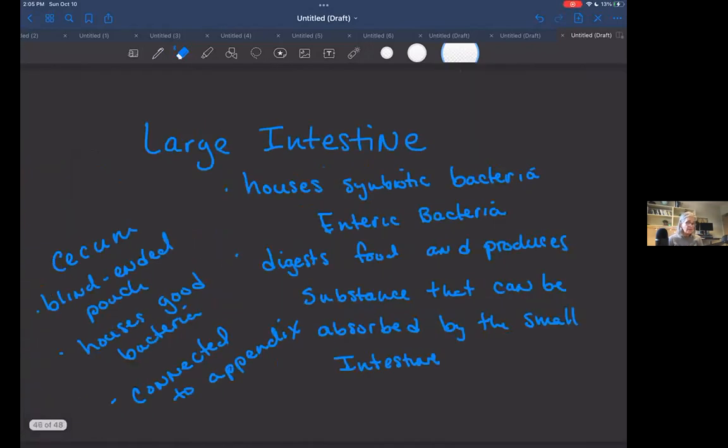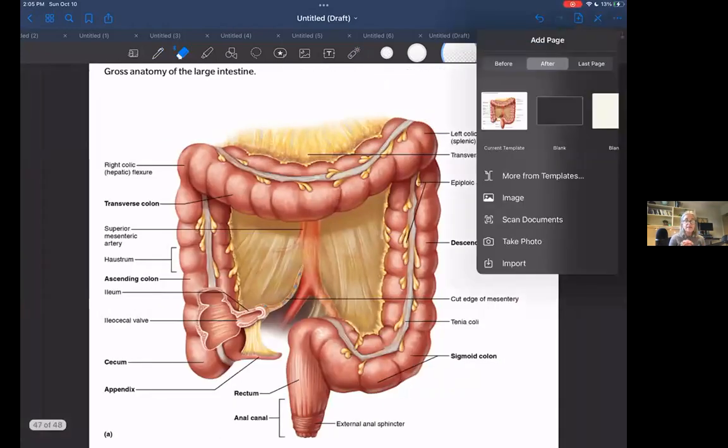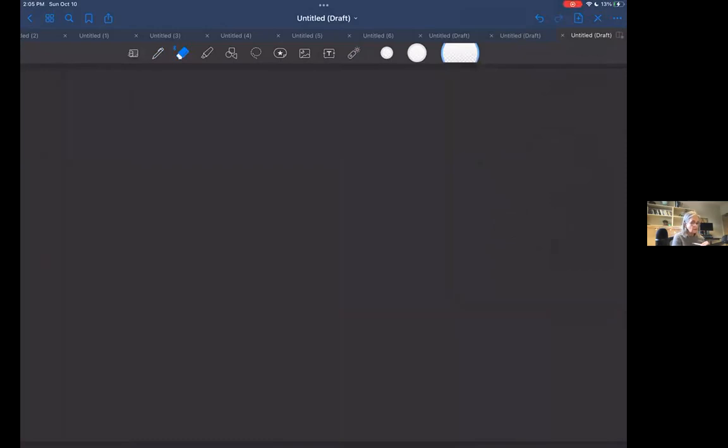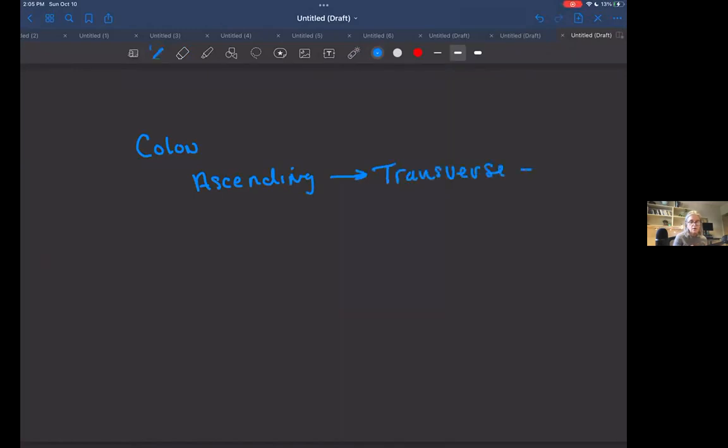And so from that cecum, we can talk about the ascending colon. So we can talk about our colon. Ascending is the first part. Then we have the transverse. And then we have the descending colon.